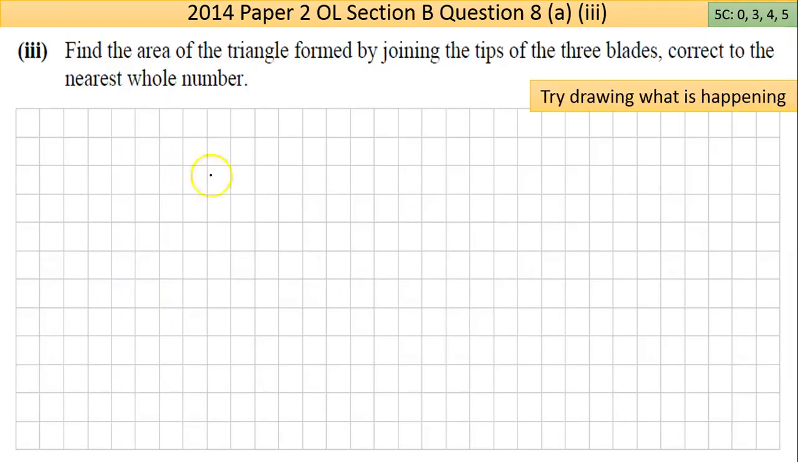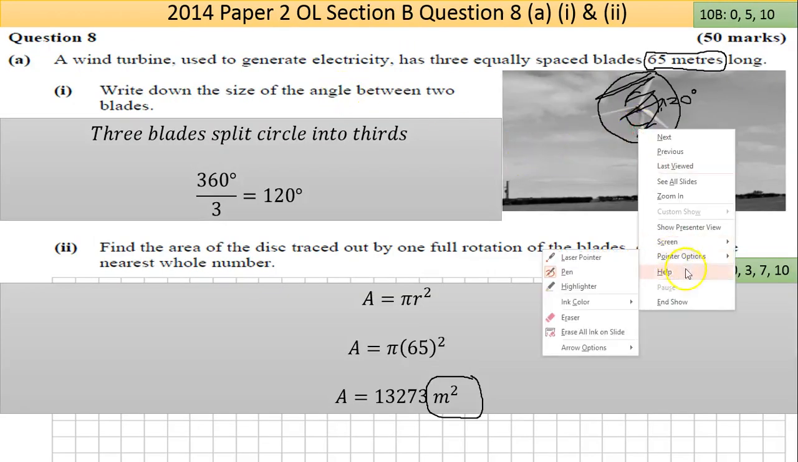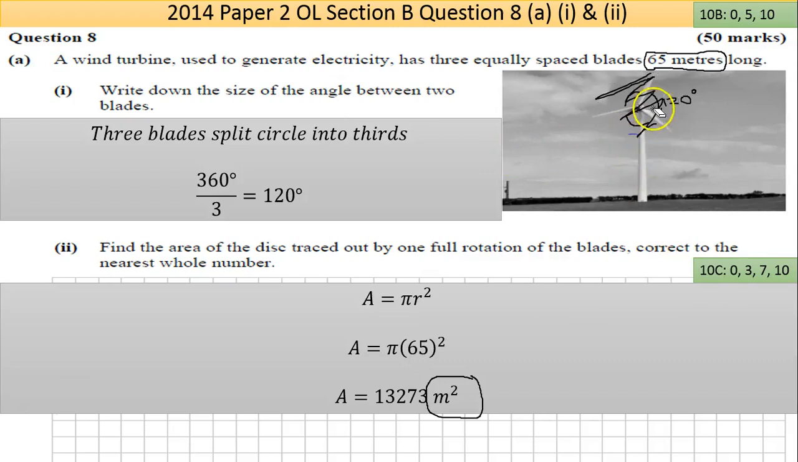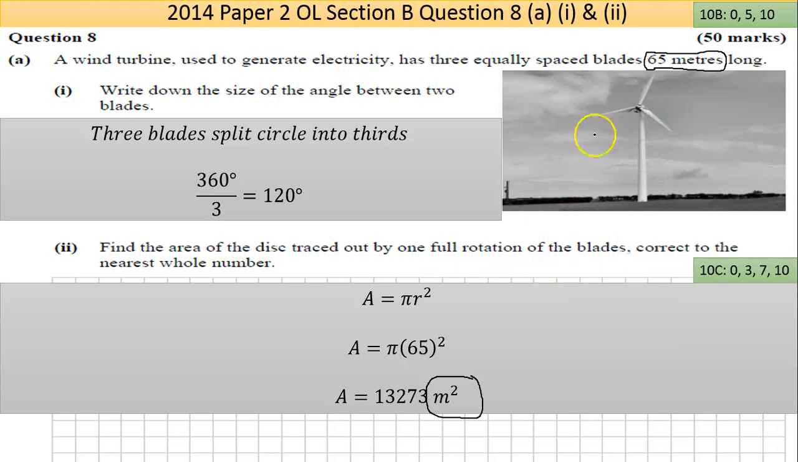Let's move on. Now, part 3 here, it's a 5-mark question. It says, find the area of the triangle formed by joining the tips of the 3 blades, correct to the nearest whole number. Now if I go back and try to remove some of these things. One of the problems with drawing the diagram too much, and I'm doing it for illustration, is that you end up making things more complicated for yourself. I could always redraw the thing, but I'm just going to use the diagram here to make that clearer.